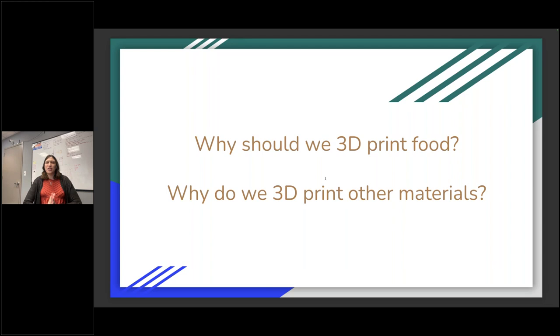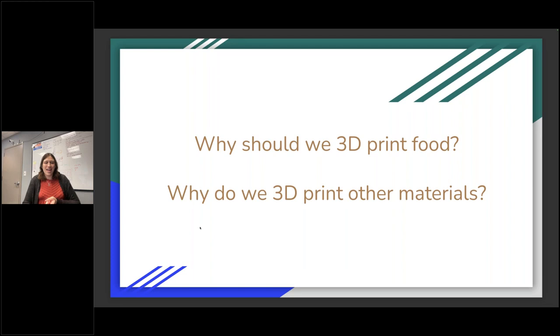Why should we 3D print food and why do we 3D print other materials? Again, I know I might repeat some things that other people say, but I'm hoping I have a slightly different perspective on it and that it's still interesting. And I'm really excited for the questions at the end because I really enjoyed listening to other people's questions earlier. So start thinking of them and I'm happy to talk about whatever, because I think I'm in a slightly unique role here being an equipment manufacturer and not being from the food industry, but obviously interacting a lot with the food industry.